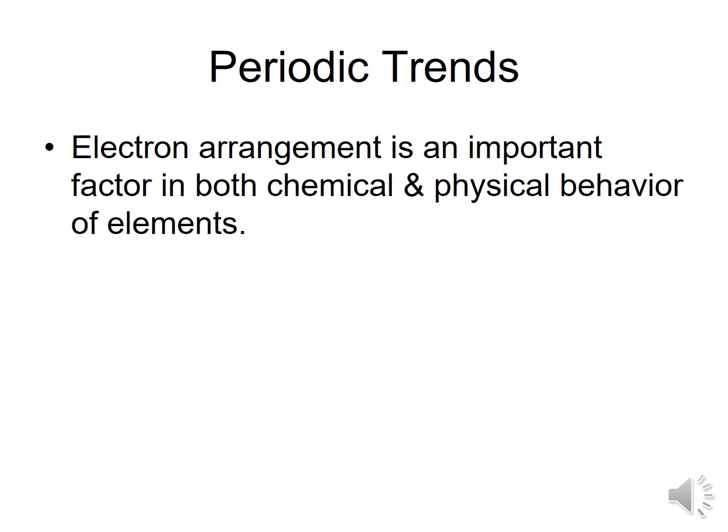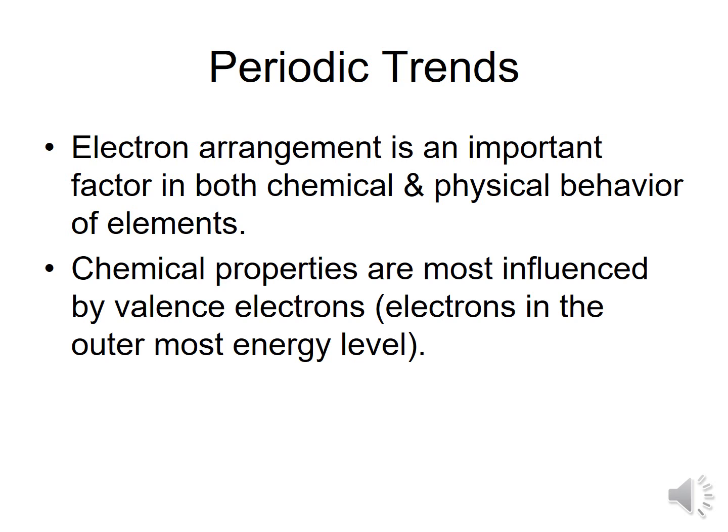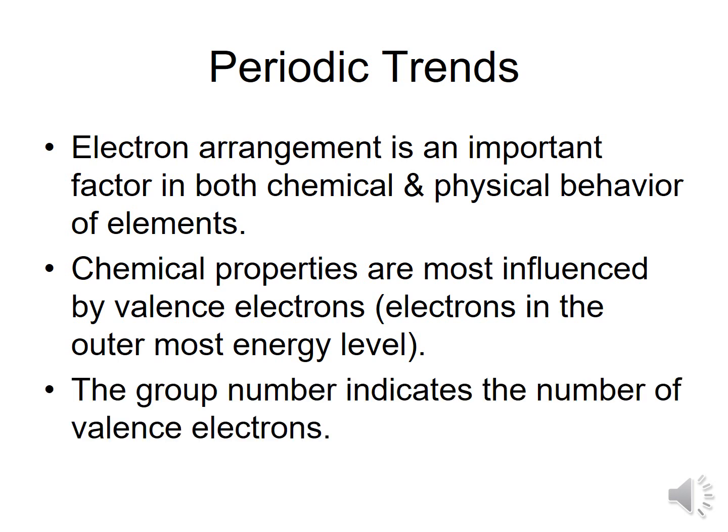Electron arrangement is important because electron arrangement is what determines the chemical and physical behavior of the elements. That is why there are periodic trends, because of electron arrangements. The chemical properties of the elements, and in a way the physical properties as well, are very strongly influenced by the outer level electrons. Electrons in the outermost level are called valence electrons. And that is why elements in the same group or family have similar properties, because they have similar numbers of valence electrons. The group number actually indicates how many valence electrons are going to be in a certain element in that group.